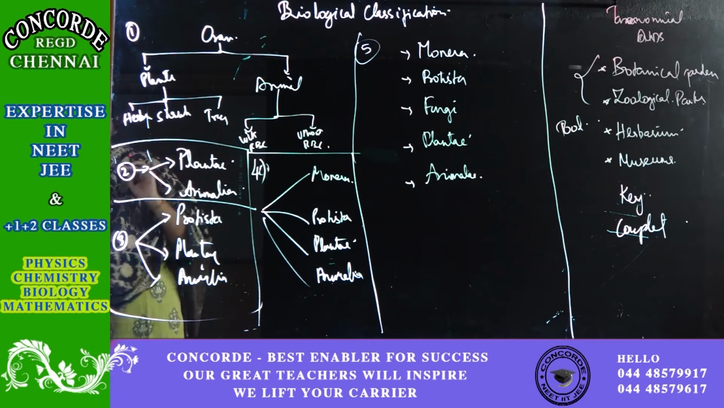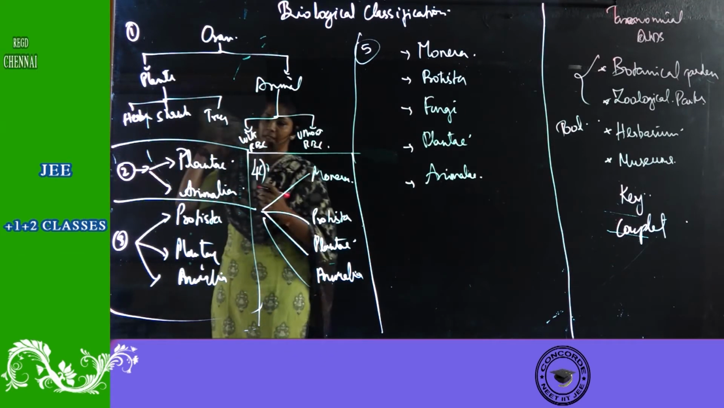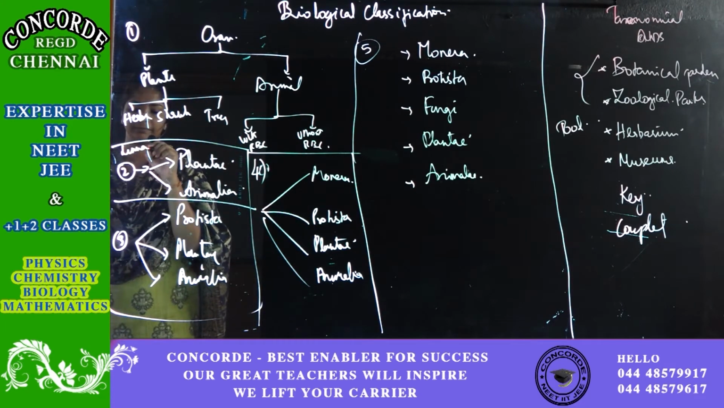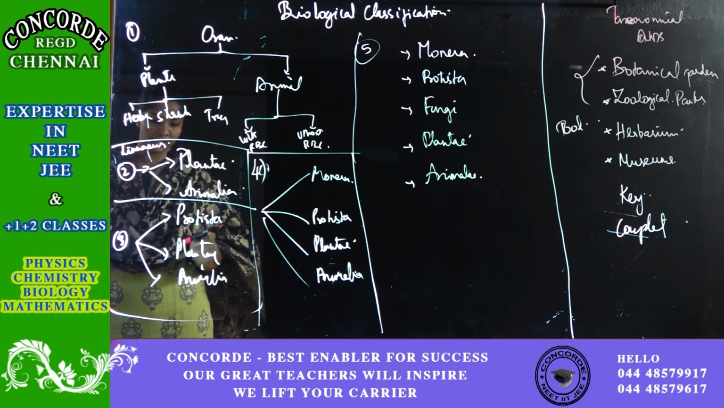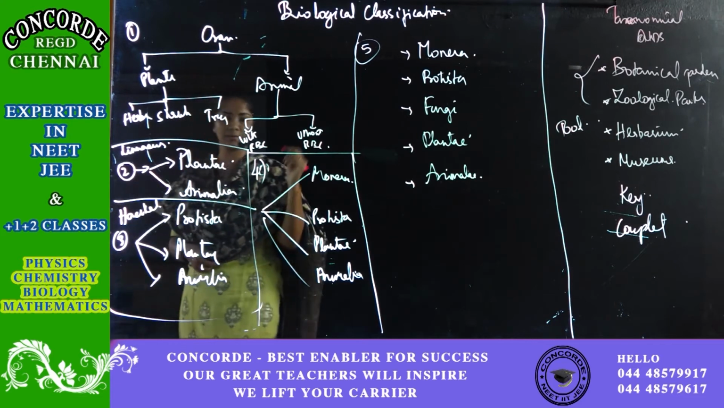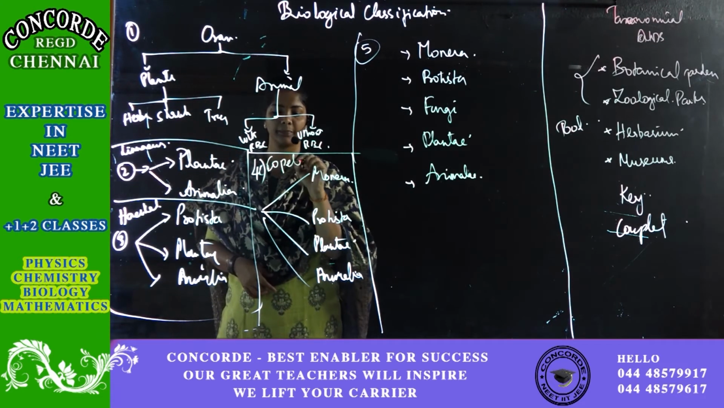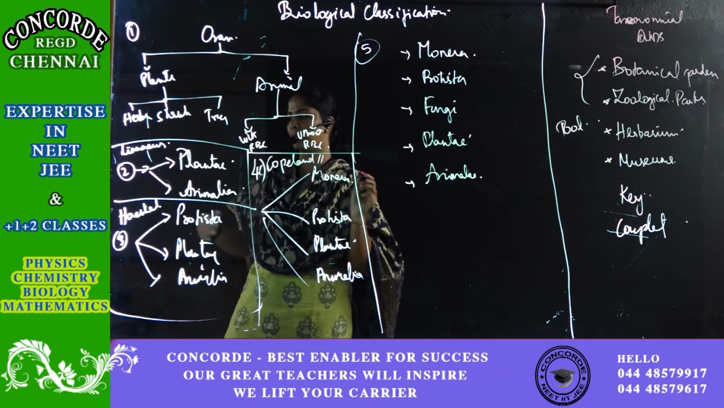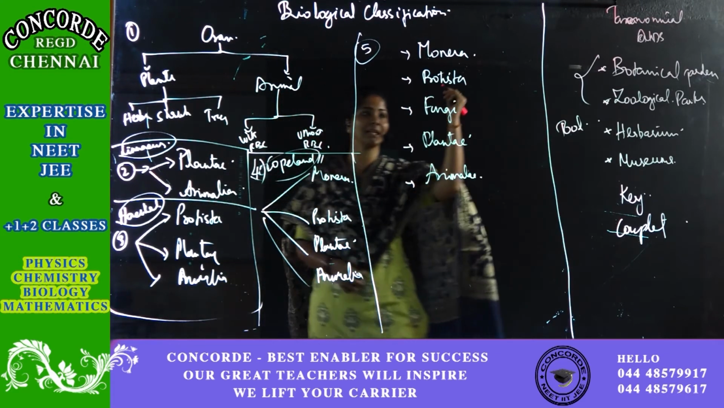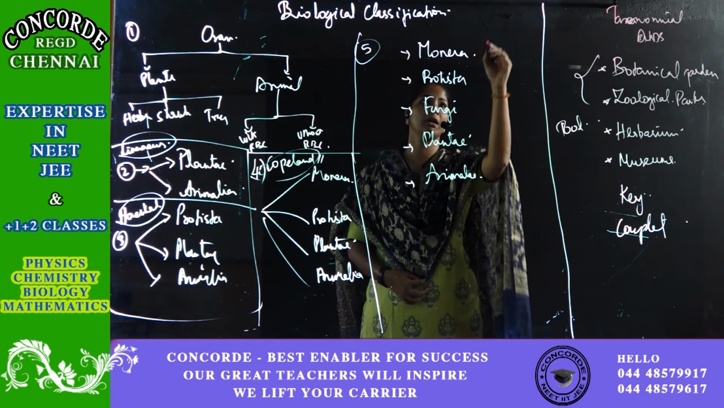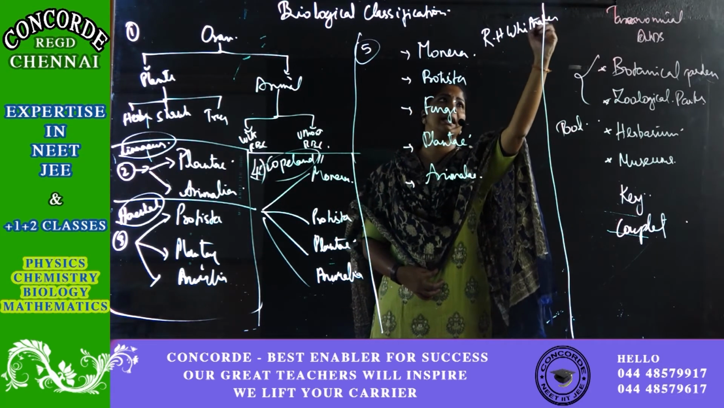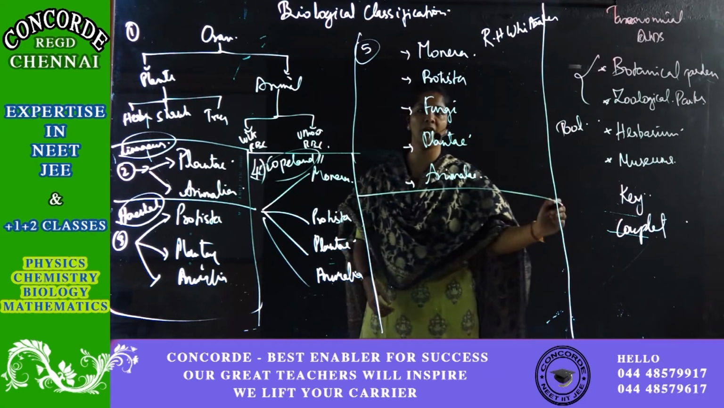Now, the two kingdom classification was given by Linnaeus. The three kingdom was given by Haeckel. The four kingdom was given by Copeland. These are the names of the scientists; this might come in one word. Linnaeus, Haeckel, Copeland. And the five kingdom system of classification was given by R.H. Whittaker, which is the most widely accepted method of classification.